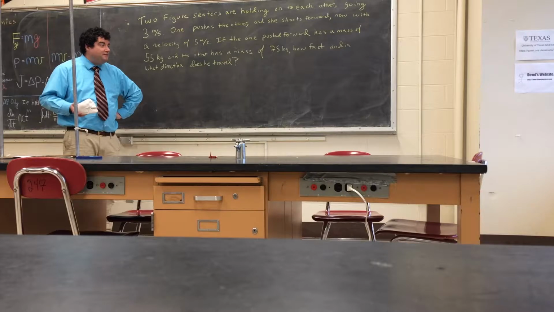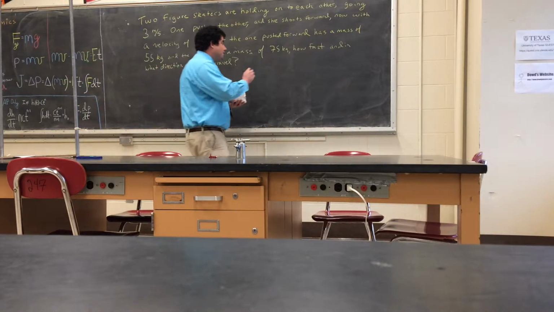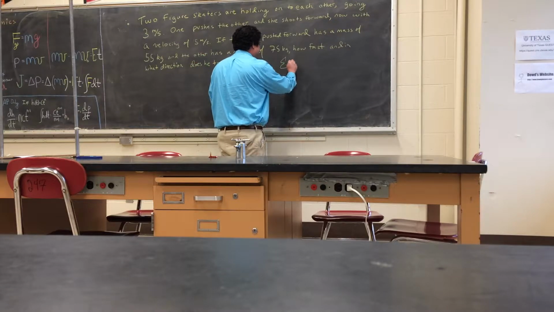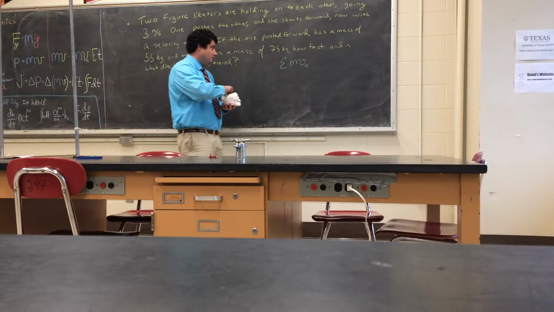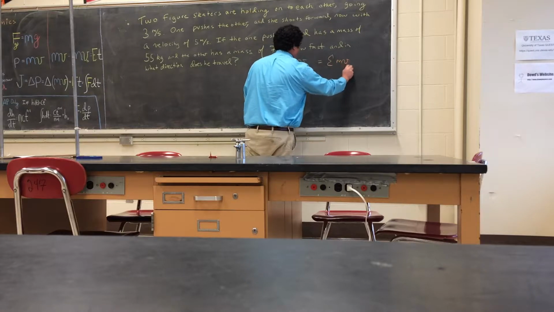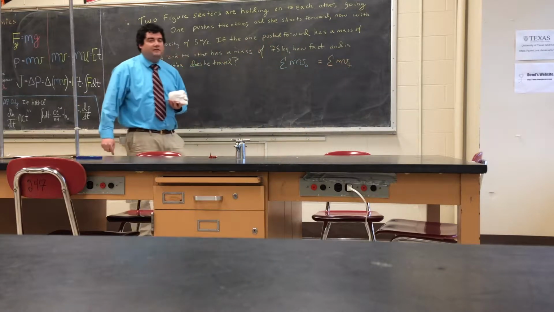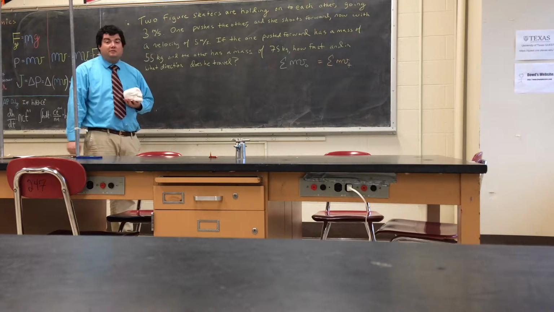So here's the method that you're going to use. And when you practice this, it's something that you'll really understand. The first thing you do is you write that the sum of all the original momentum is equal to the sum of all the final momentum. So that's what it means for momentum to be conserved. Add up all the original momenta, add up all the final momenta, they should be equal.